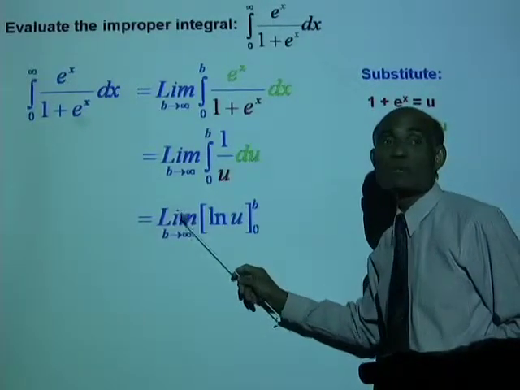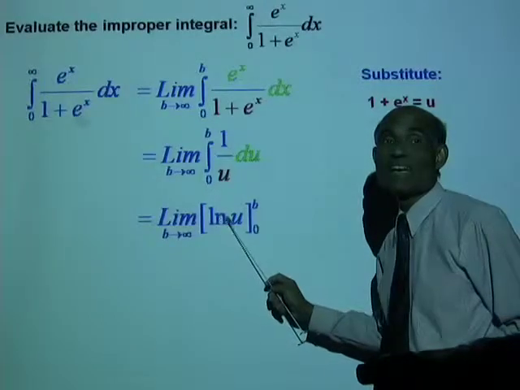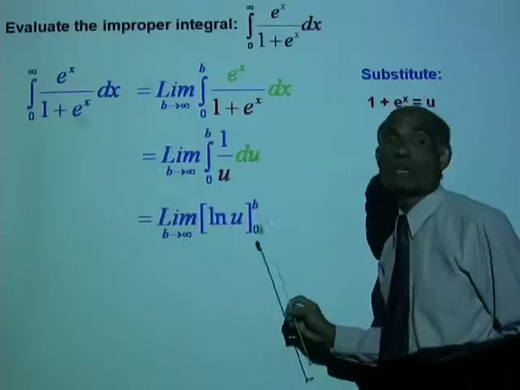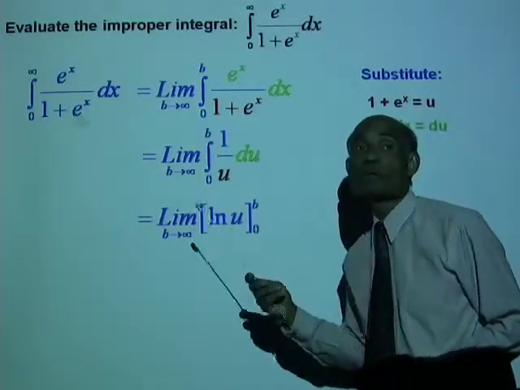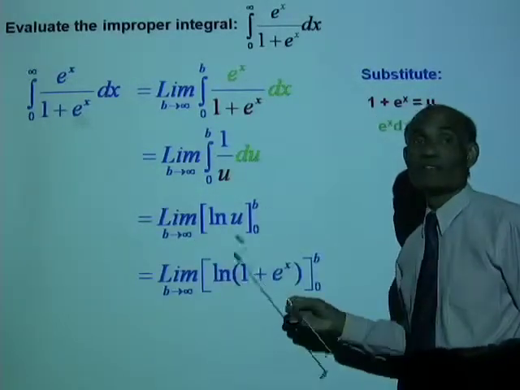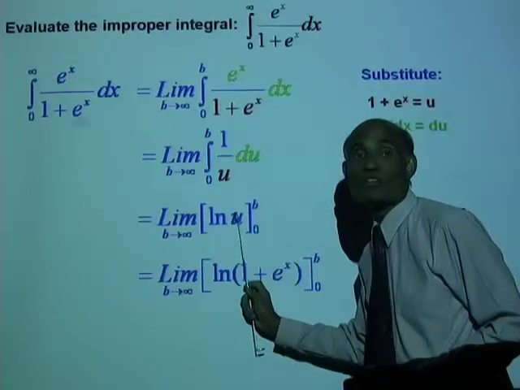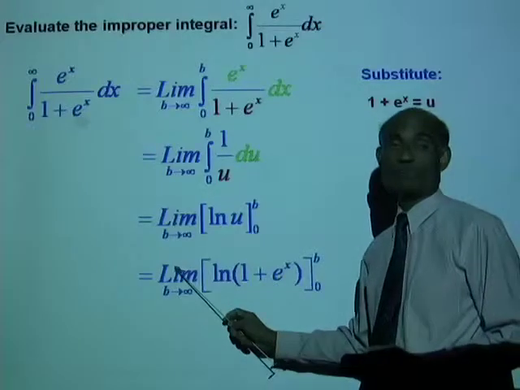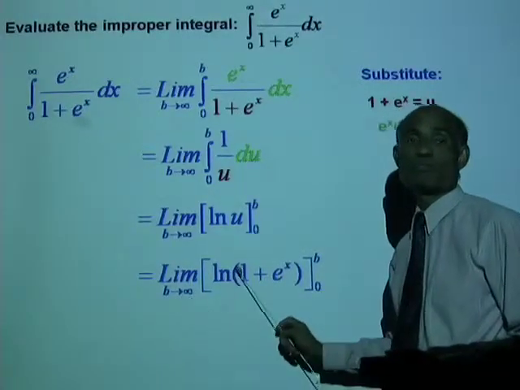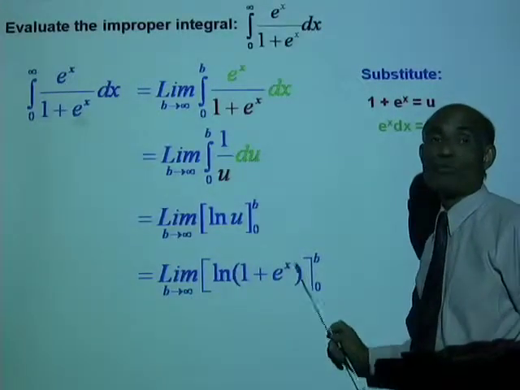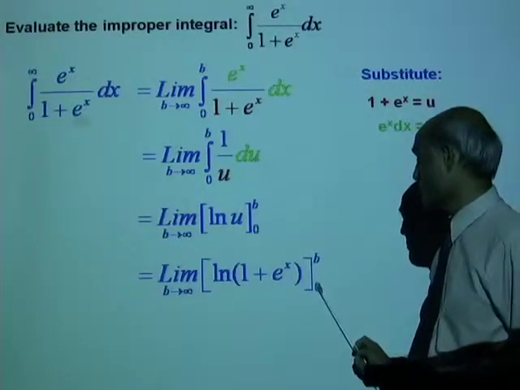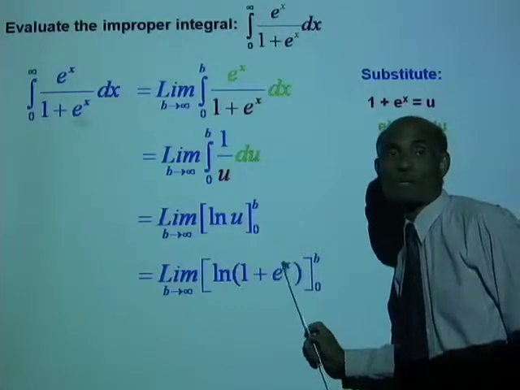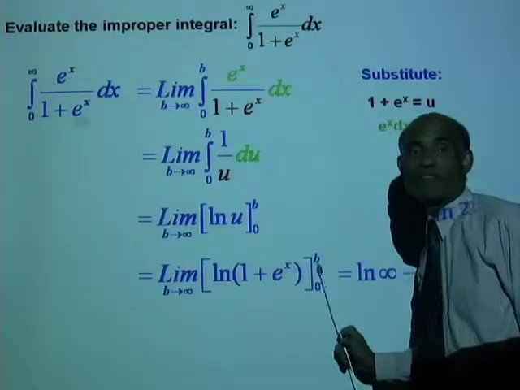Alright, now the integral of 1 over u du is ln of u. So that will be the limit as b goes to infinity of ln u, and the limit goes from 0 to b. Remember, the limit goes from 0 to b for x. So we first of all replace u by 1 plus e to the power of x. So that will be the limit as b goes to infinity of ln of 1 plus e to the power of x from 0 to b. Alright, replace the upper limit.